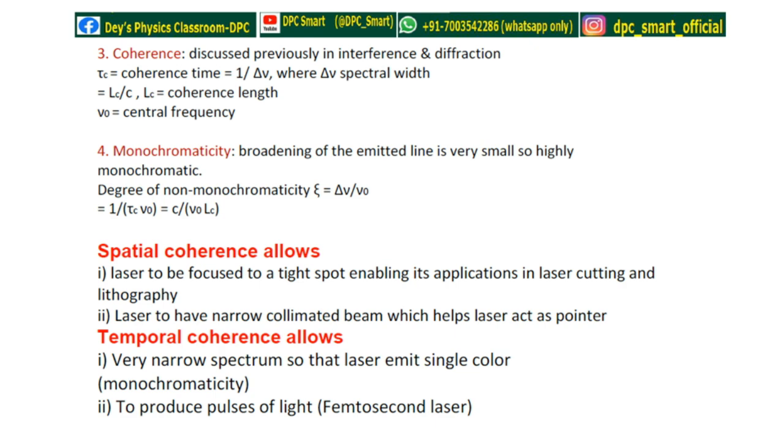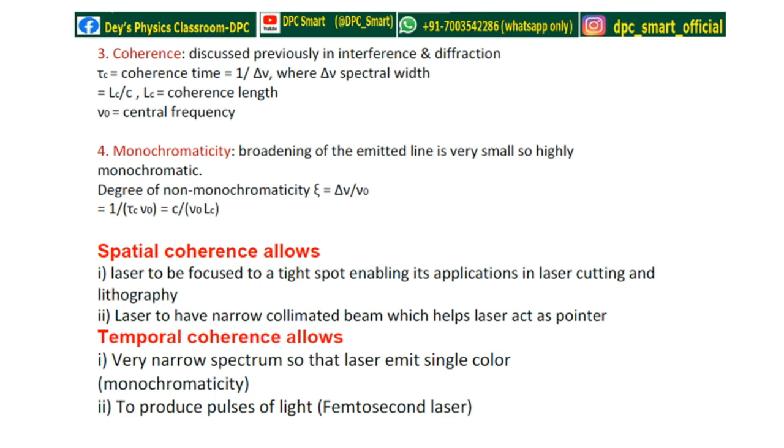Now there is a term, spectral width divided by central frequency, and that is called the degree of non-monochromaticity. So delta nu equals 1 by tau c and the central frequency is nu naught. The degree of non-monochromaticity, xi, would be 1 by tau c into nu naught. Again, tau c is LC by C, so 1 by tau c would be C by LC, so it would be C by LC into nu naught. Degree of non-monochromaticity equals C by LC into nu naught. Now these are some important expressions.